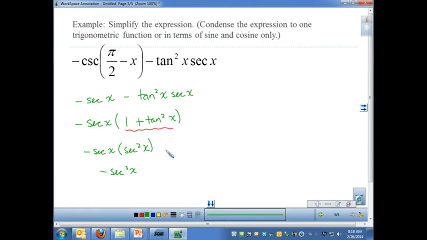So you don't have to always change everything into sine and cosine. That's just a strategy that we use. So it's perfectly okay to leave things as tangents and secants or cotangents and cosecants as long as it makes sense. Sometimes we want to change everything to sine and cosine. Sometimes there's a faster solution by not changing it into sine and cosine.